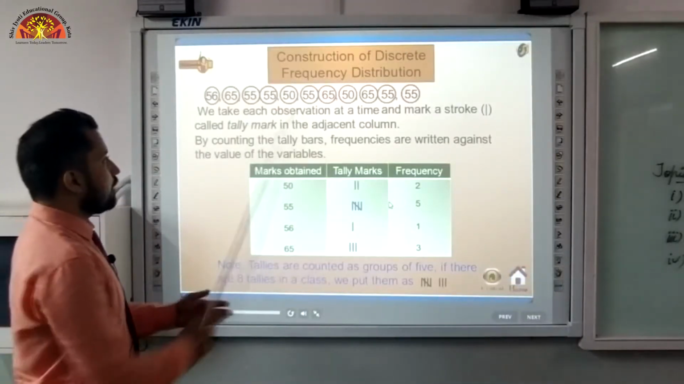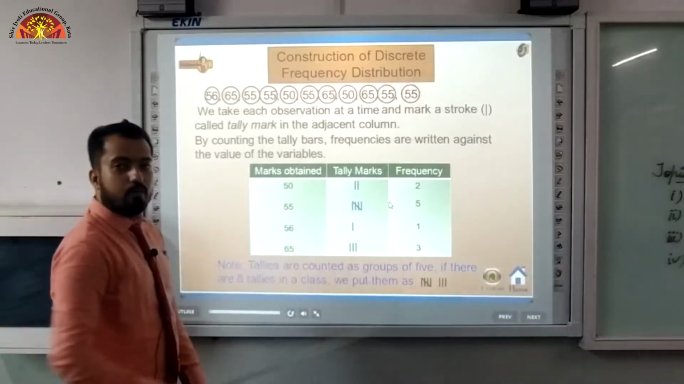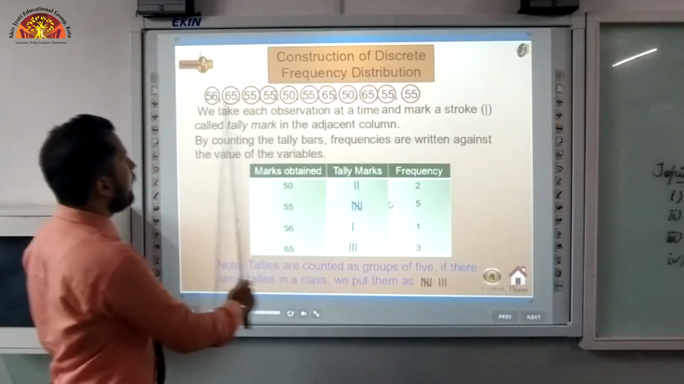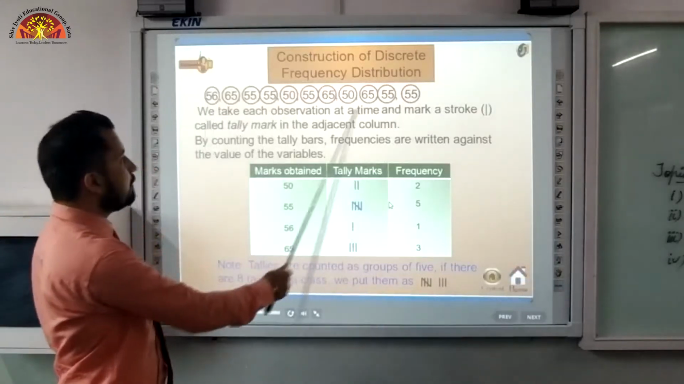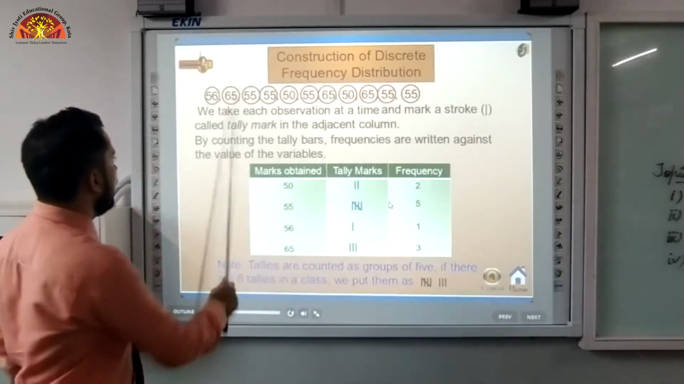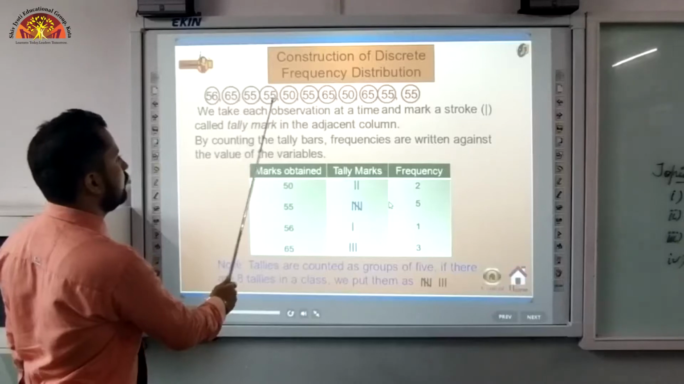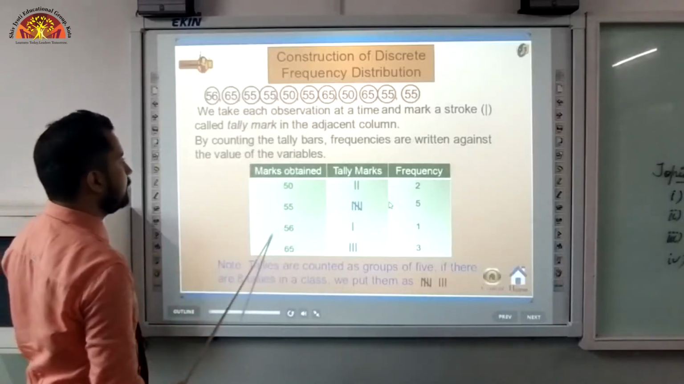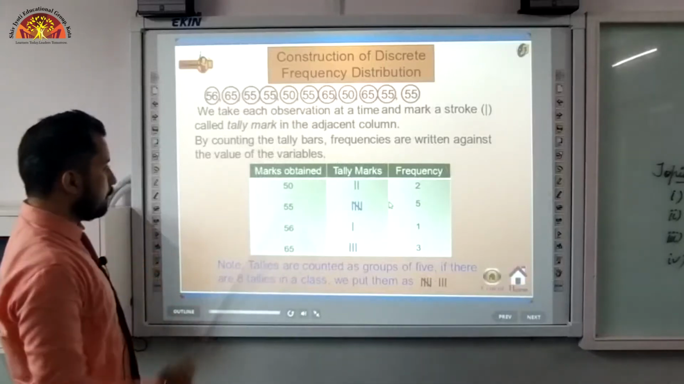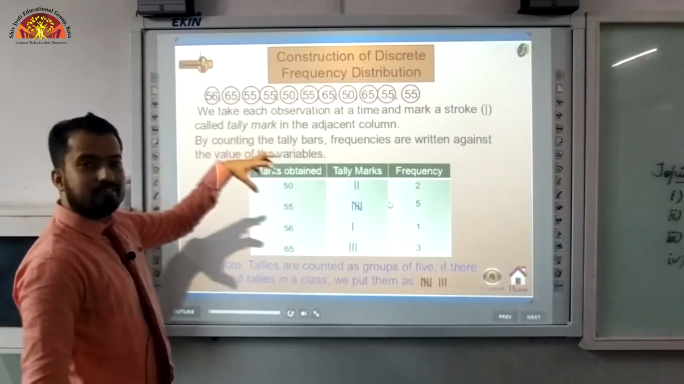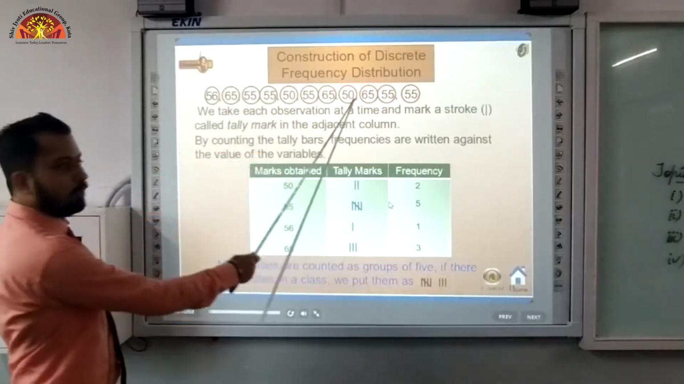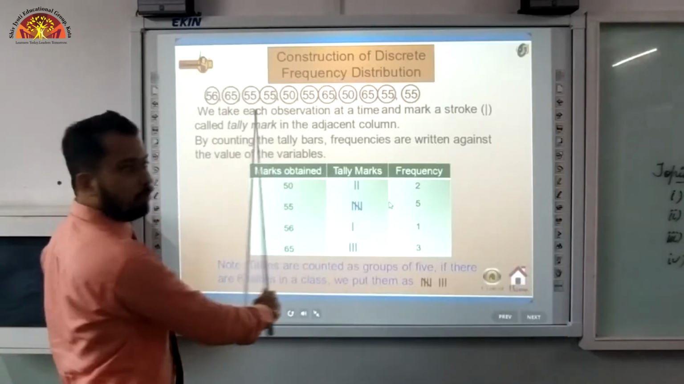Next comes construction of discrete frequency distribution, that is, how can we convert the data into a discrete frequency distribution. Here you can see we have some values, and similarly you can observe that many of the values are repeating. 55 appears 1, 2, 3, 4, 5 times. Many are there, like 50 is repeating, 65 is repeating. In such a way, we can convert the same data into the frequency distribution. But how can we convert? Now see, there is a particular process. As you can see, values are repeating.